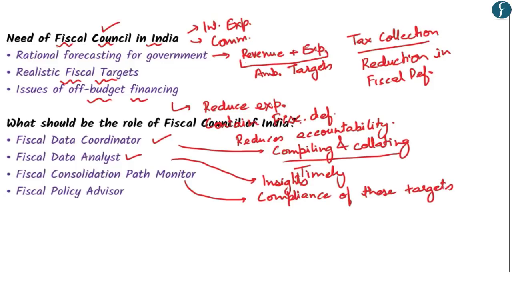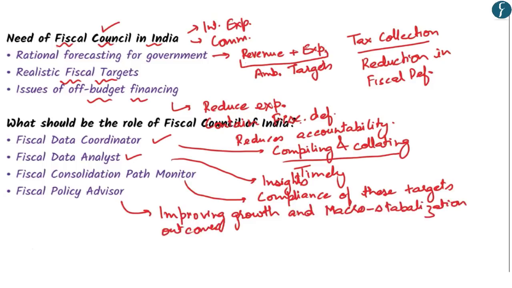It can also act as fiscal policy advisor. Fiscal Council should provide guidance to the center and state governments on appropriate fiscal policy interventions aimed at improving growth and macro stabilization outcome. With this, let's move to the next article.